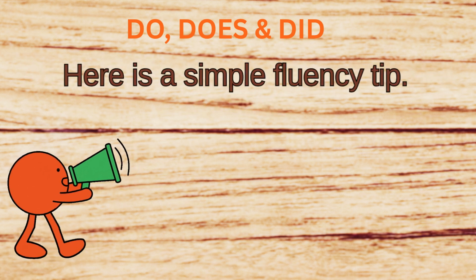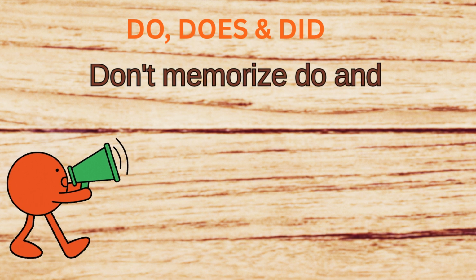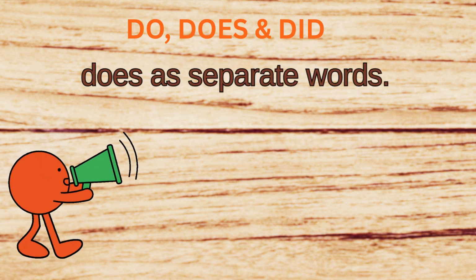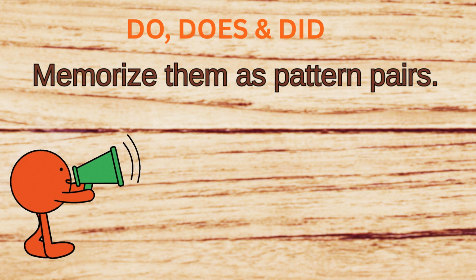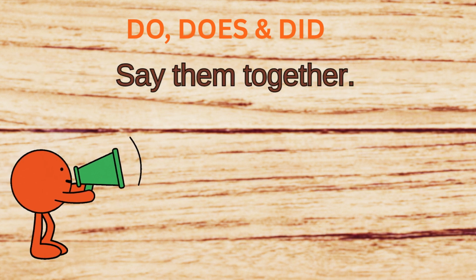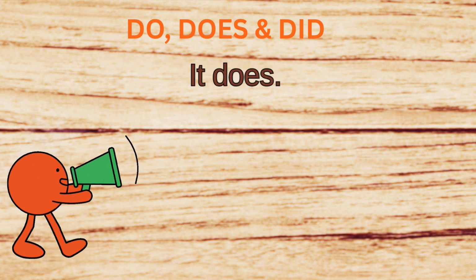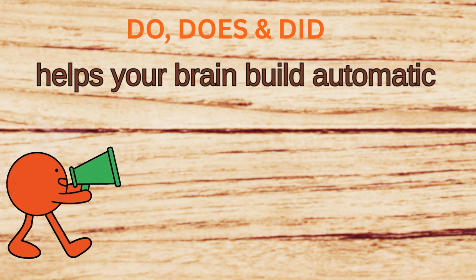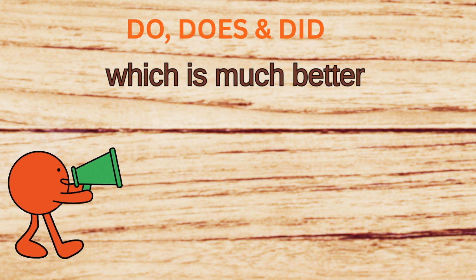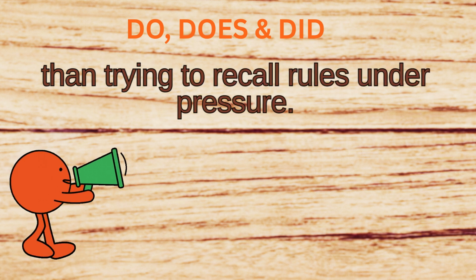Here is a simple fluency tip. Don't memorize do and does as separate words. Memorize them as pattern pairs. Say them together. I do, he does. You do, she does. We do, it does. This helps your brain build automatic memory, which is much better than trying to recall rules under pressure.